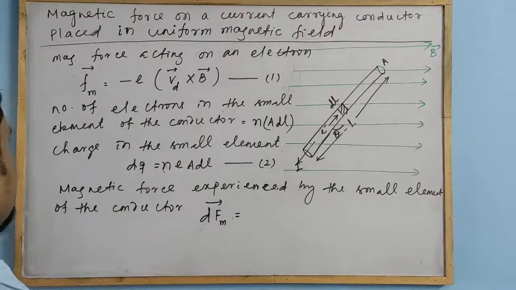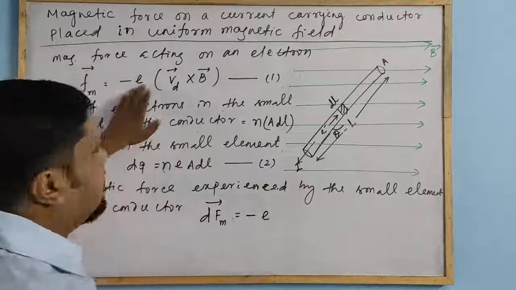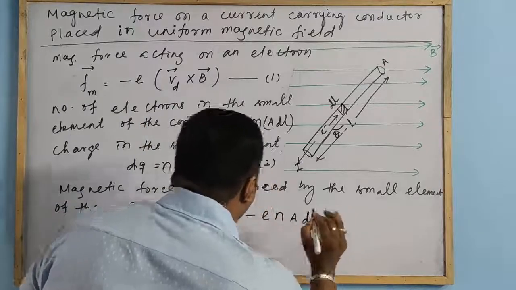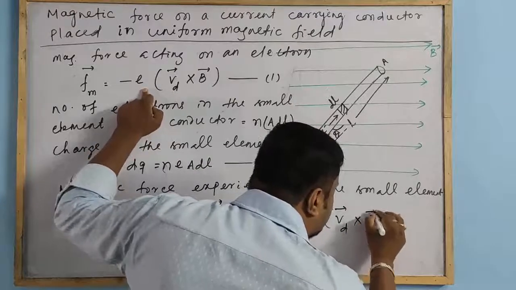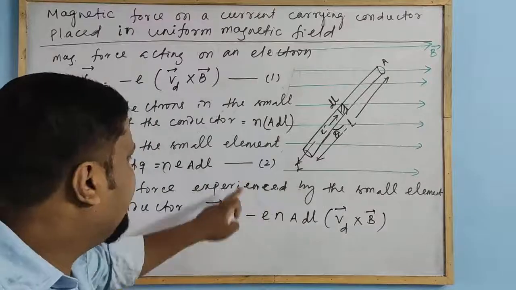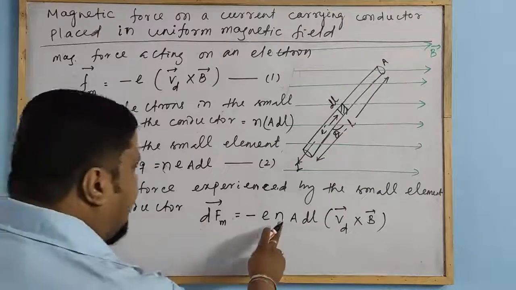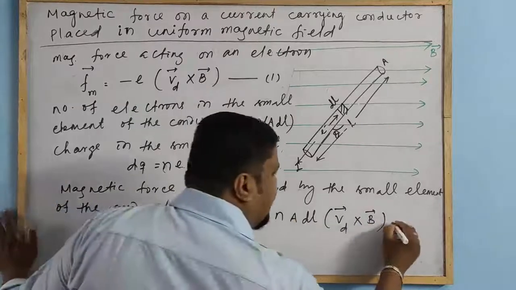what is the charge here? Charge is equal to e is there, n A dl, so minus e for one. How many electrons are there? This much, n A dl, this much of the electrons, into obviously Vd cross B. For one is this much, for one electron this much, for this much of electrons, like this. So dFm is equal to minus n A e dl, right? So n A e dl Vd cross B. Clear? Now this is equation number 3.